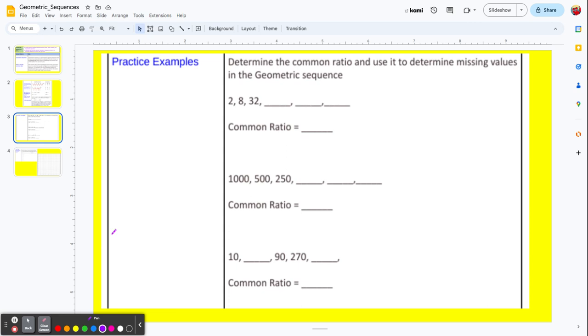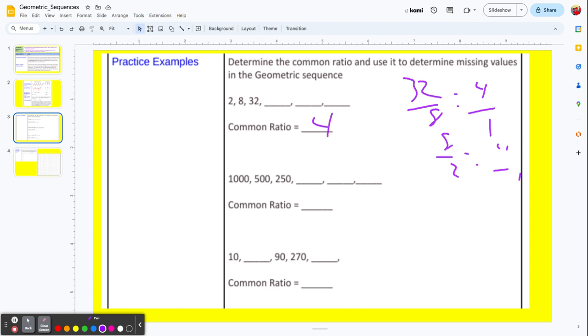Let's do a few more examples. If you want to pause the video and try these yourself and then check to see if you're right, that's a good idea. So 2, 8, 32. What's the common ratio? 32 divided by 8 equals 4 over 1. 8 divided by 2 equals 4 over 1. So our common ratio is 4.